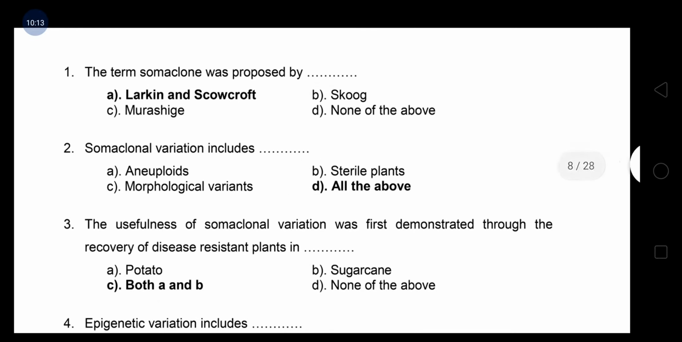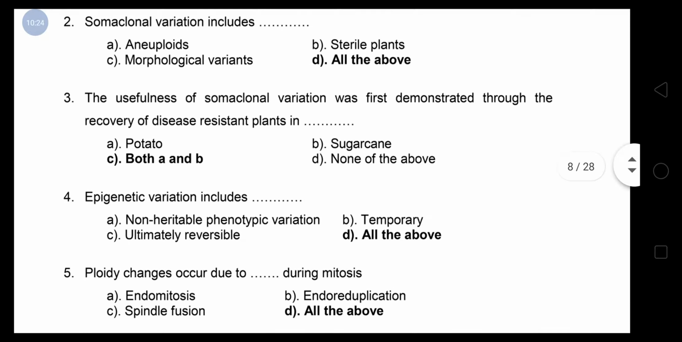The term somaclone was proposed by Larkin and Scowcroft. Somaclonal variation includes aneuploids, sterile plants, and morphological variants. The usefulness of somaclonal variation was first demonstrated through the recovery of disease-resistant plants in potato and sugarcane.